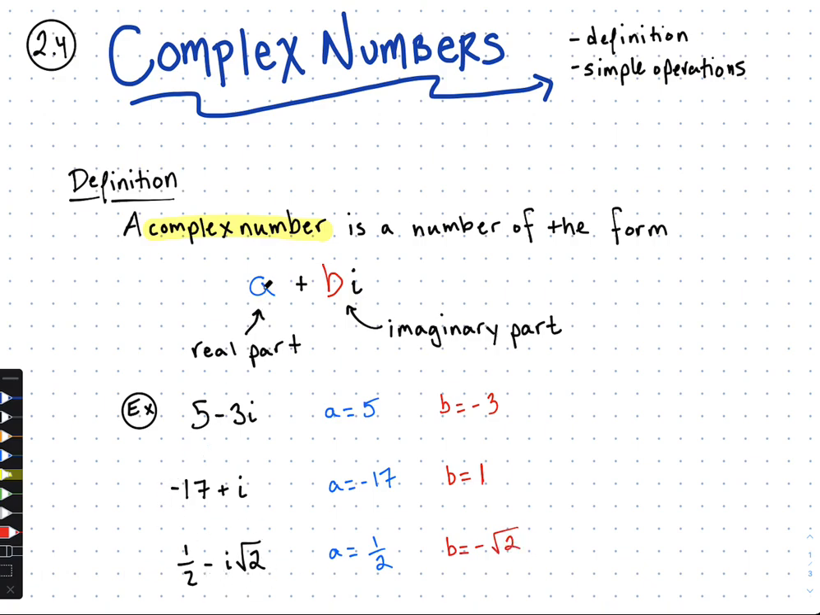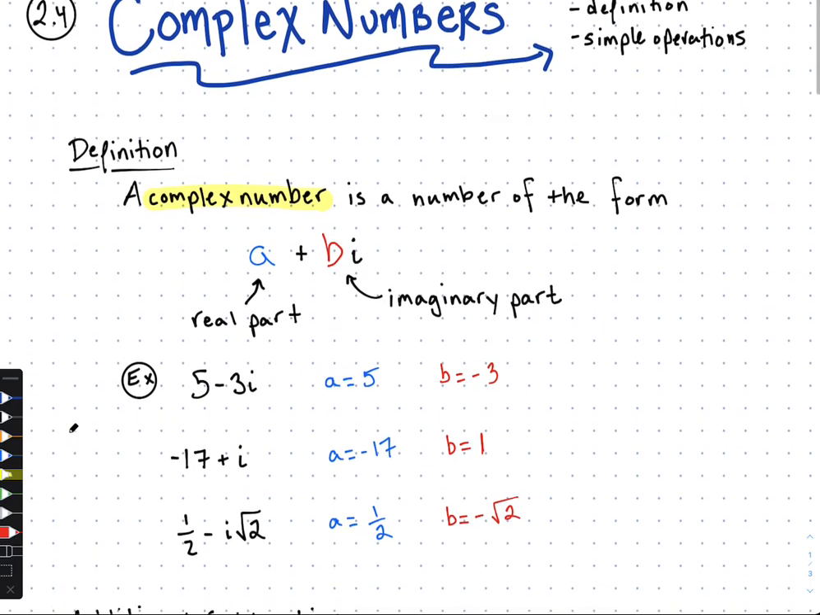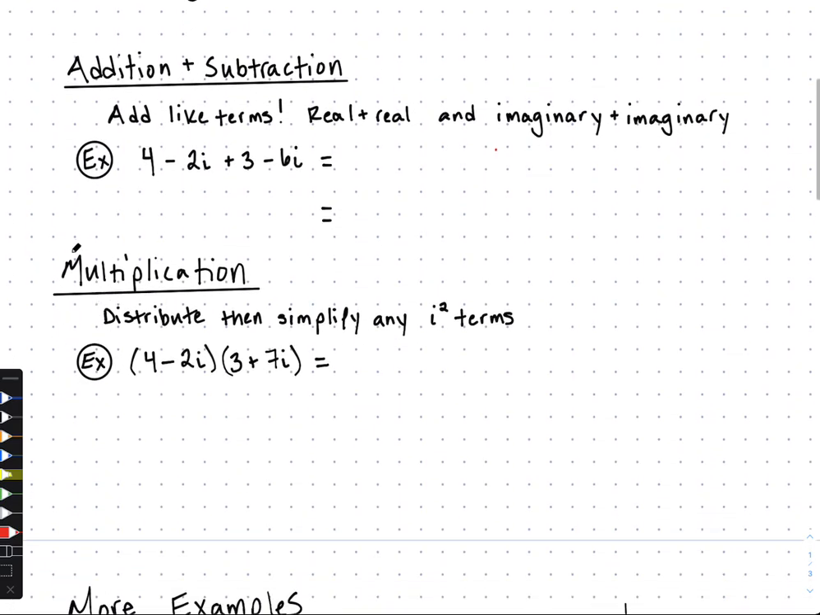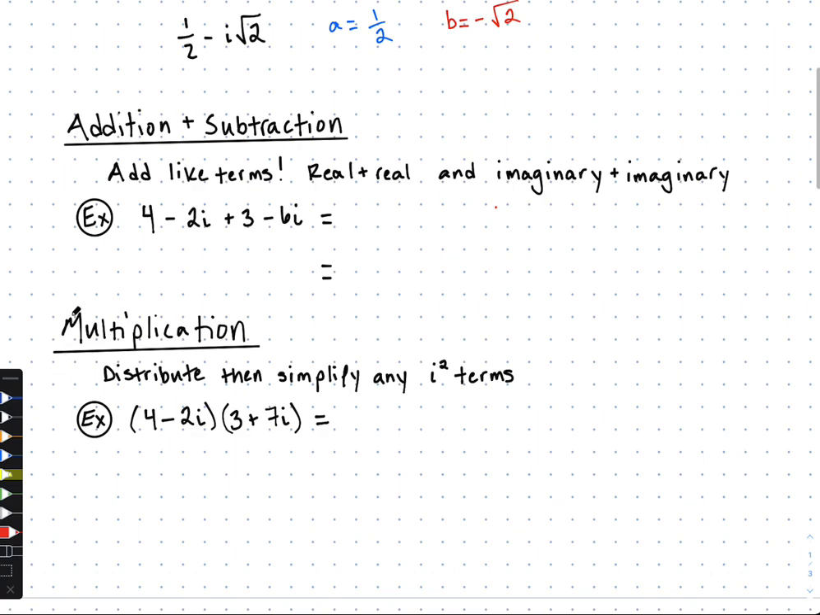So complex numbers, again, are a real number and an imaginary number. They always are of the form A plus BI, so they have to have an I in them, and they have to have a constant. We're going to learn how to add or subtract and multiply these today. We are not going to learn how to divide. Division comes later. So let's go down and look at these two examples.